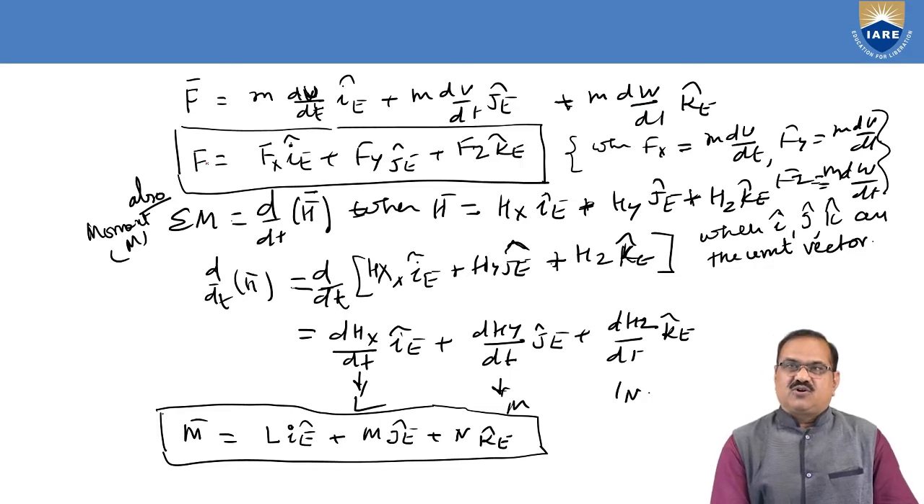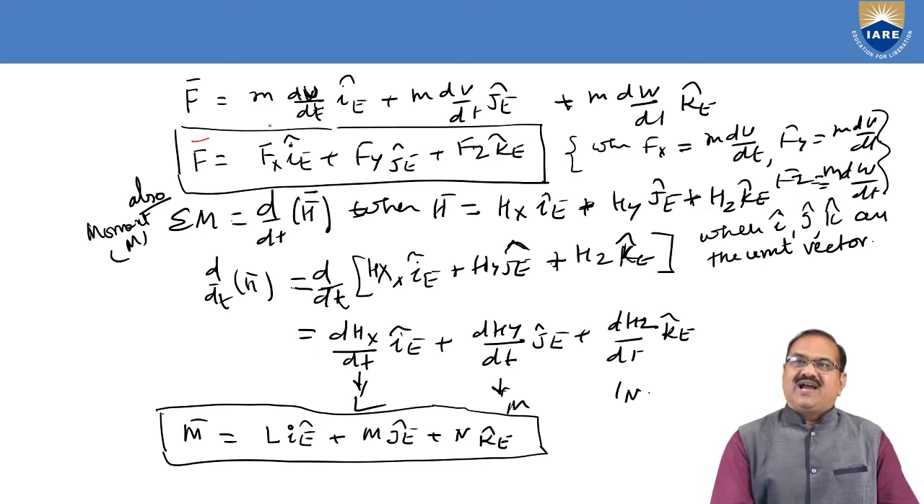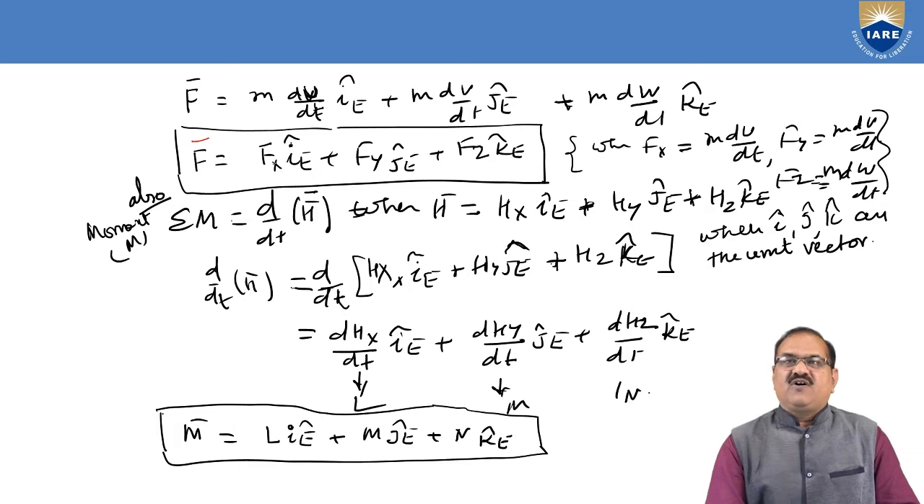Okay, so the total force F = Fx i_e + Fy j_e + Fz k_e. Here Fx is equal to what? Fx = m du/dt, Fy = m dv/dt, and Fz = m dw/dt. Okay, so we got the total force as a summation of force in the x direction, force in the y direction and force in the z direction. If you sum up, you will get the total F vector.